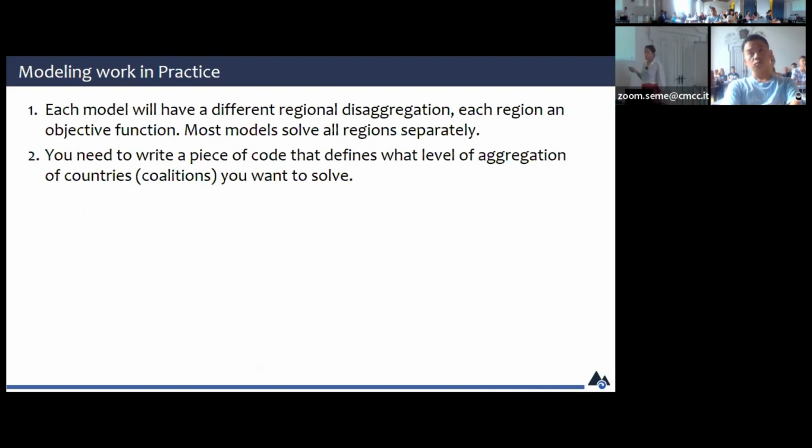So when you want to do this in practice, what do you have to do? You have your model, which is typically, I imagine, solved, each region is solved independently. Or maybe you have a model that solves with a global planner. It depends, but you need to write a new piece of code that defines what level of aggregation, the coalition basically, that you want to solve. So this is going to be something hierarchically outside your model. You have your model, you have your solve, but hierarchically you want something that calls one region at a time or a group of regions together.